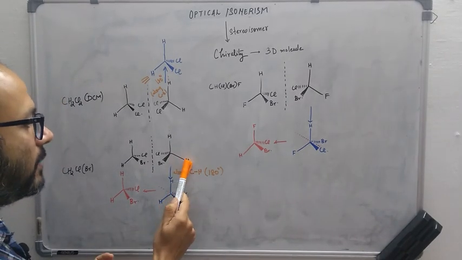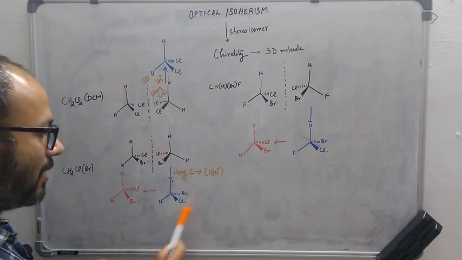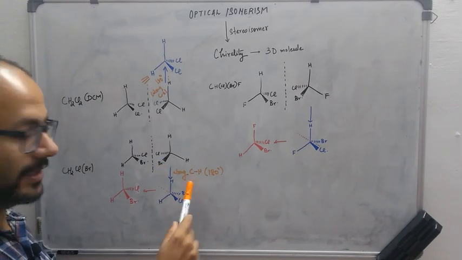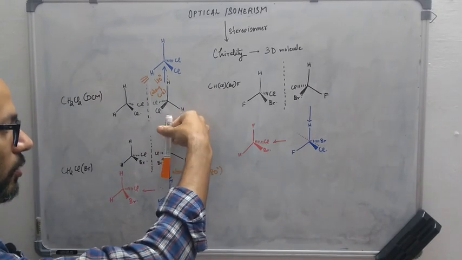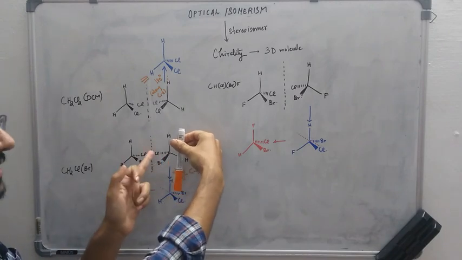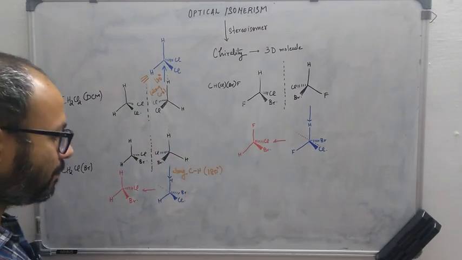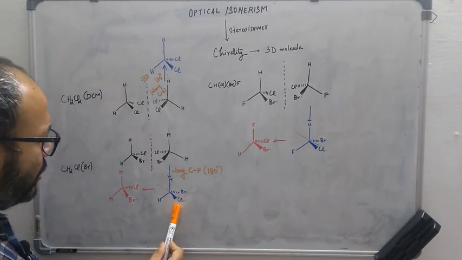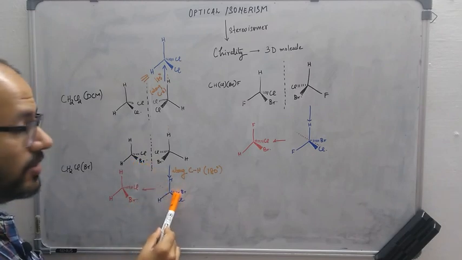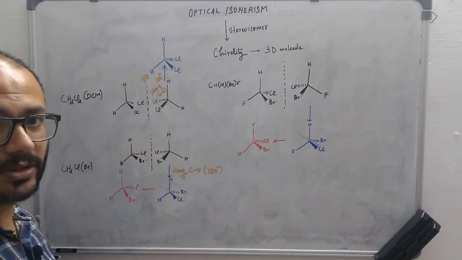So when you rotate it by an angle of 180 degrees, what will happen? The back side Cl will come on the front side, and the front side Br will go on the back side. So Br will go to the back side, and Cl is going to come on the front side. When that happens, you see that these two molecules are not equal. These two molecules don't look equal because here Br is on the front and here Br is on the back.